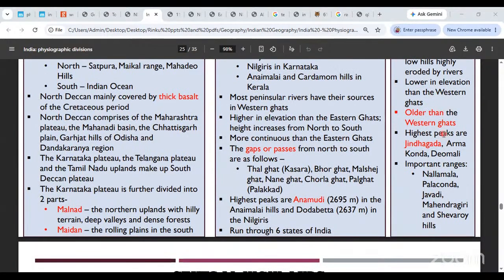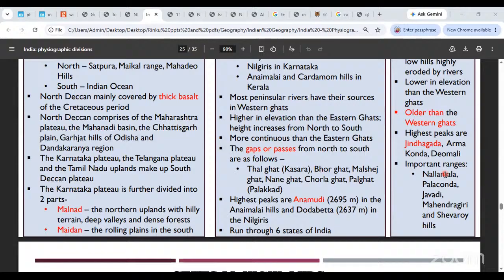Okay. The famous peaks over here are Jindagada, Armakonda, Devmali. Okay, Jindagada being the tallest one, Armakonda is considered the second tallest one, and then of course there's the Devmali. Okay, and the famous important ranges over here are Nalamala, Palakonda, Javadi, Mahendragiri, Chevroy hills.